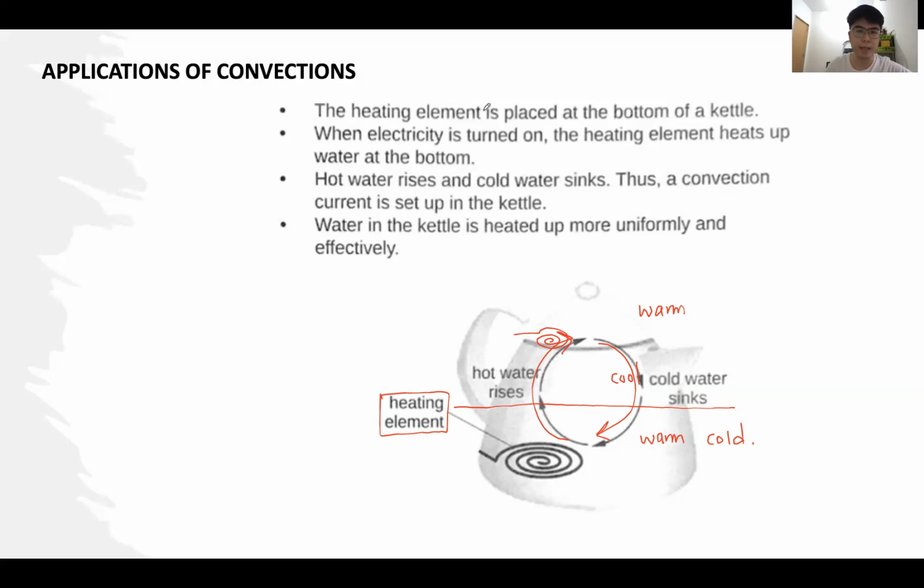The heating element is placed at the bottom of a kettle. So when electricity is turned on, the heating element heats up water at the bottom. Hot water rises and cold water sinks. A convection current is set up and water in the kettle is heated up more uniformly and effectively.